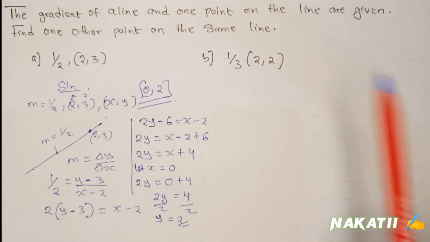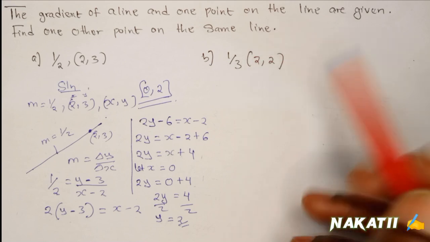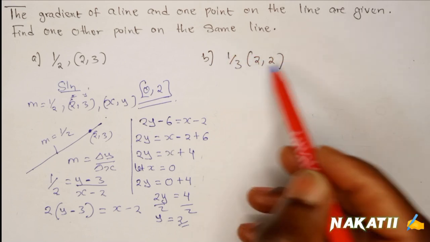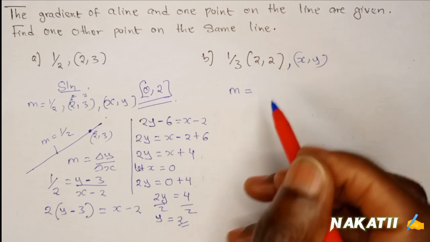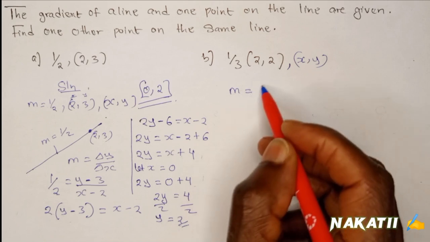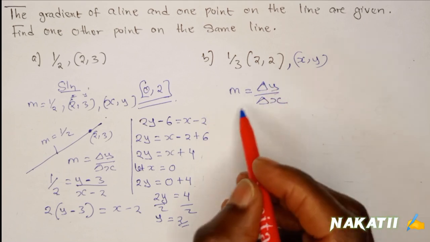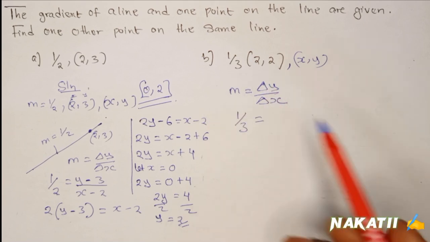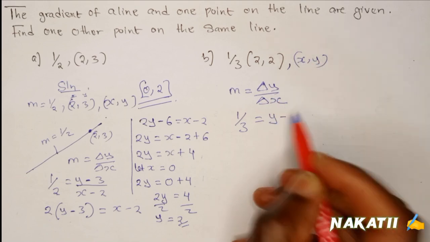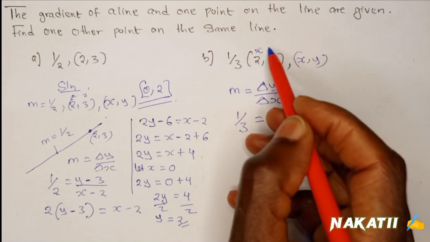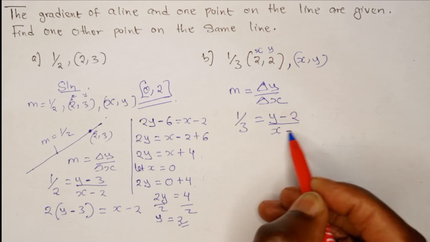So let us go to part B. Again, we do the same. To find the equation of a line, we need three things: a gradient, a point, and an arbitrary point. Then the first thing you do, you say that the gradient is change in y over change in x. Therefore, you have the gradient, which is 1 over 3, is equal to change in y. You start with the arbitrary point, which is y minus the y on this side. This is always the x and this is always the y. So it will be y minus 2 divided by x minus 2.